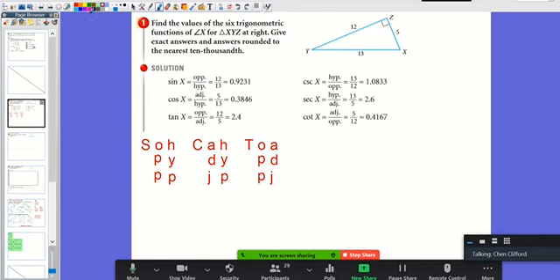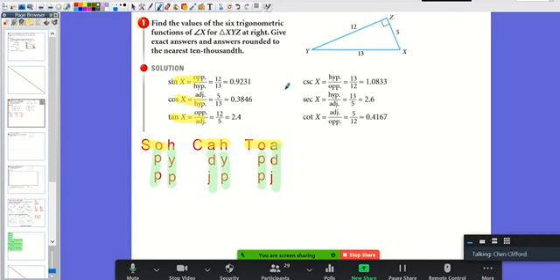Right now, I'm focused on these right here. Sine is opposite over hypotenuse, cosine is adjacent over hypotenuse, tangent is opposite over adjacent. And the way you remember it, the classic way, the tried and true method, is SOHCAHTOA. The O means opposite, H means hypotenuse, A means adjacent, H means hypotenuse, and so forth.